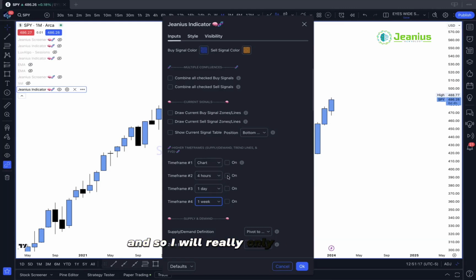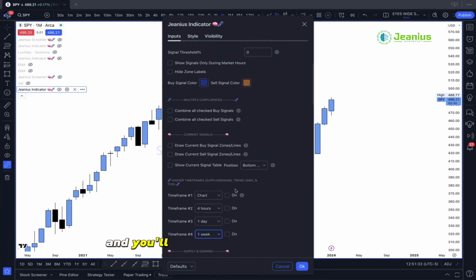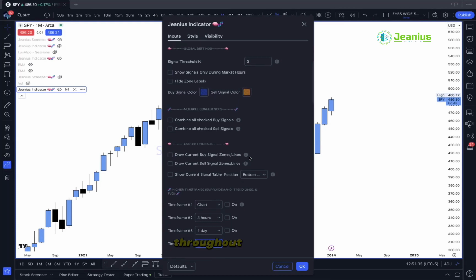And so I would probably look for only 2 demand zones above where I am. Not even the current chart. I would most likely do like two charts above where I am. And I think that'll keep it clean, because if you turn all this stuff on, it looks just crazy, and you'll see how it looks as time goes on throughout the video.